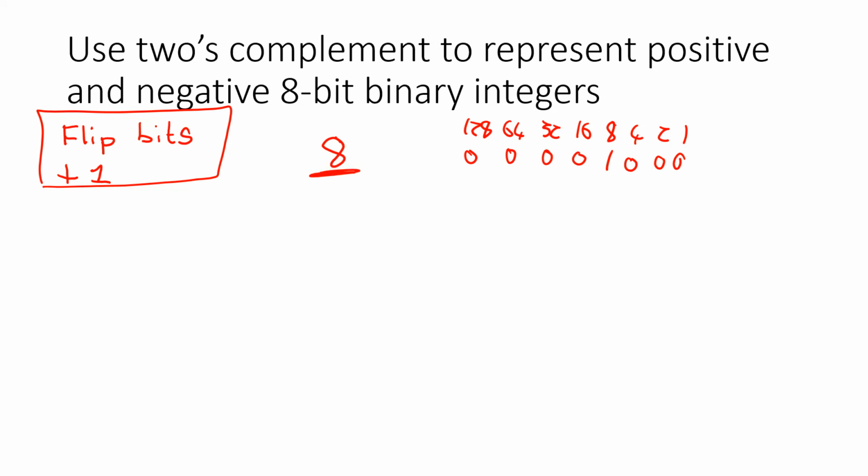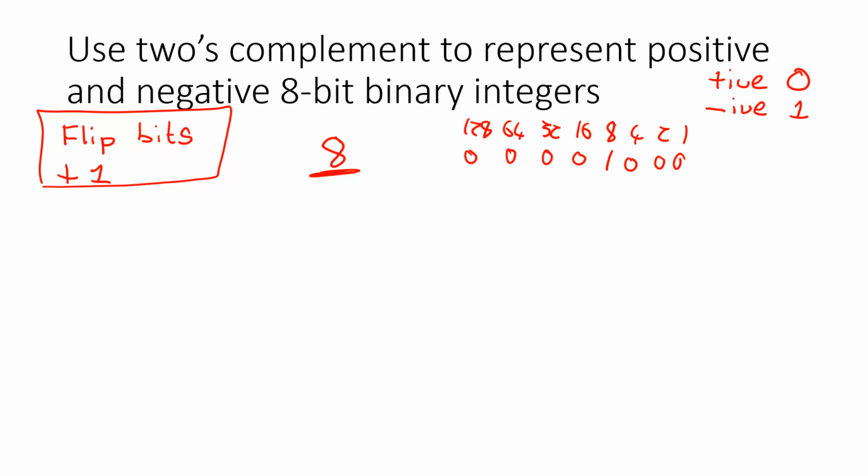Now remember, all positive numbers start with a 0, all negative numbers start with a 1, when we're using 2's complement. This is positive 8, it needs to start with a 0, so you don't need to flip the bits, you don't need to add 1.